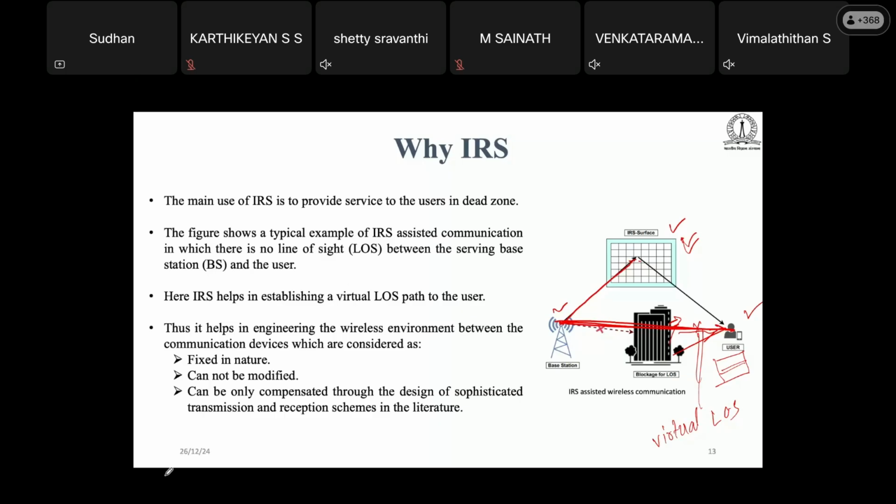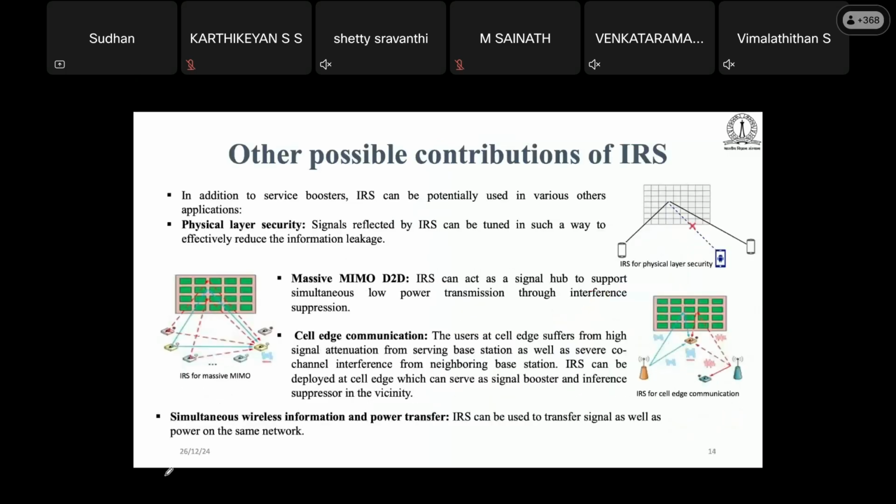So you can see that it has some kind of applications as well. In the case of physical layer security, physical layer security means we try to provide security on the air. When the signal is being transmitted on the air, that time we are providing some kind of security. So what does it mean?